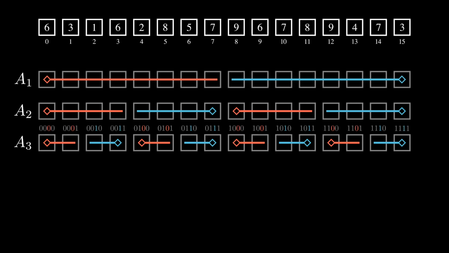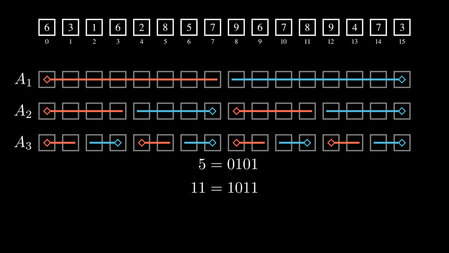Let's take an example of 5 and 11. 5 and 11 differ in the leftmost bit, so we know that we must use A1. We can verify that this is correct since 5 and 11 cross the middle point of the array. For 9 and 13, the first bit is the same, so we can't use A1. The second bit differs, and hence we can use A2.